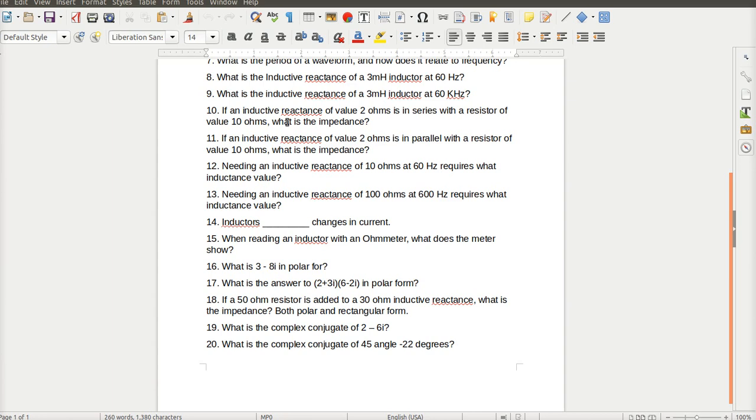Needing an inductive reactance of 10 ohms at 60 hertz requires what inductance value? Now I'm back to the 2 pi FL equation. XL equals 2 pi FL. I'm just solving for a different variable. Needing an inductive reactance of 100 ohms at 600 hertz requires what inductance value? And you're going to notice something interesting about 12 and 13. I'll let you find out what that is.